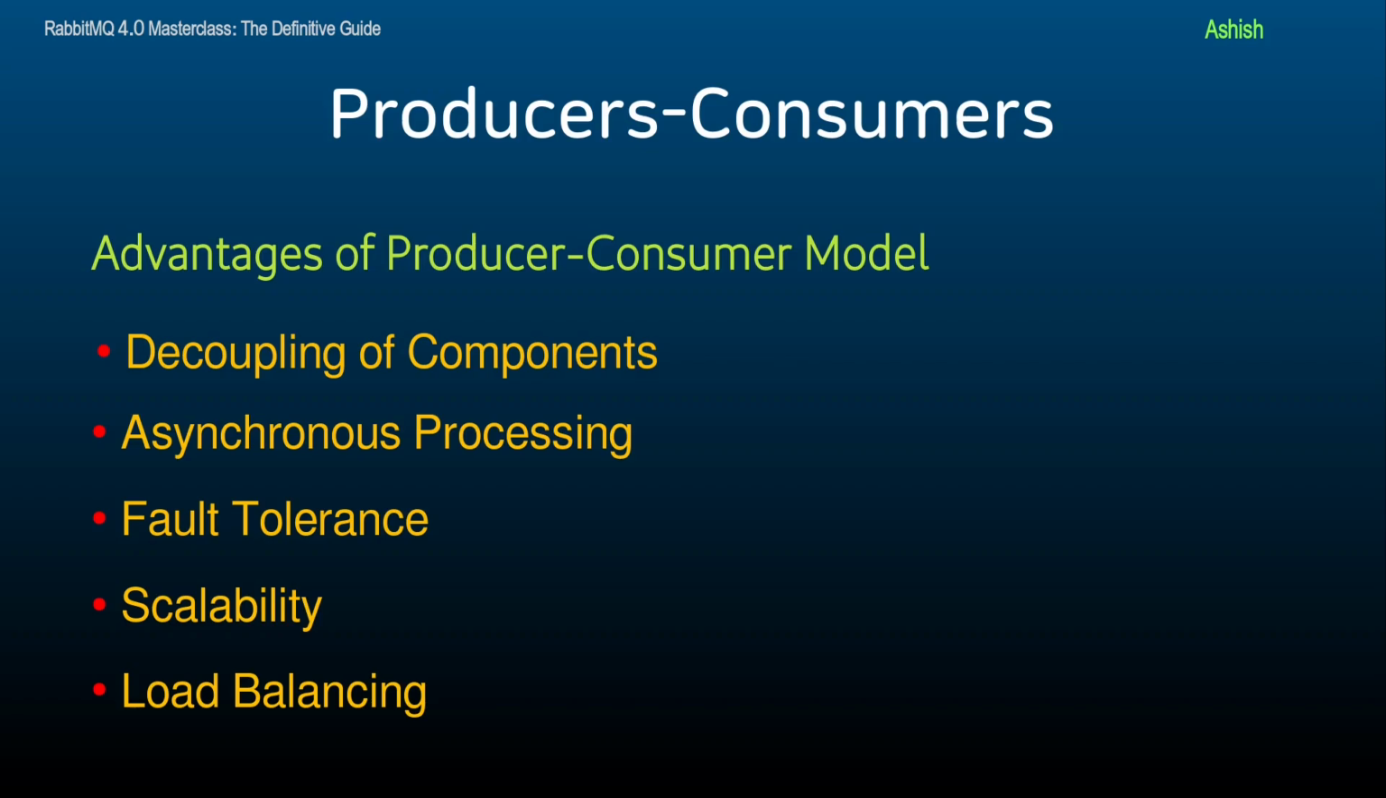So the key takeaways from this lecture are as follows. Producers send messages to RabbitMQ while consumers retrieve and process them. Producers and consumers operate asynchronously, making it possible for systems to run independently and at different speeds. The producer-consumer pattern enhances scalability, fault tolerance, and load balancing in distributed systems. RabbitMQ helps manage communication between producers and consumers, ensuring messages are delivered reliably and efficiently.